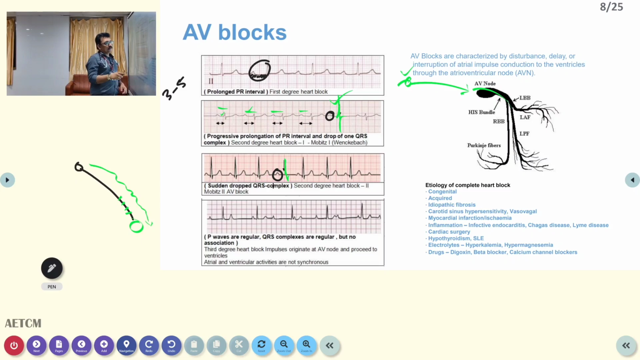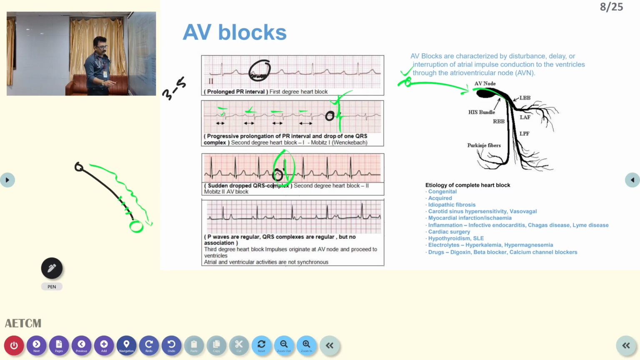Whereas here there is no progressive prolongation, one QRS complex is dropped. Okay, so that is second degree heart block. There are two types, Mobitz type 1 and Mobitz type 2. Whereas the last one is complete heart block, AV dissociation.